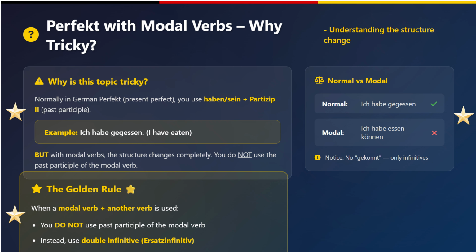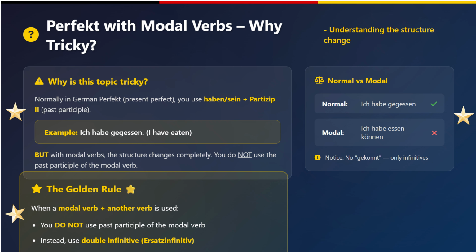Now we move to the perfect tense with modal verbs. Why is it tricky? Normally in German perfect we use haben or sein plus past participle, that is the ge form. Example: Ich habe gegessen. But when a modal verb is involved, the structure completely changes. You do not use the past participle of the modal, no gekonnt, no gemusst. Instead, you use the double infinitive or the ersatz infinitive.